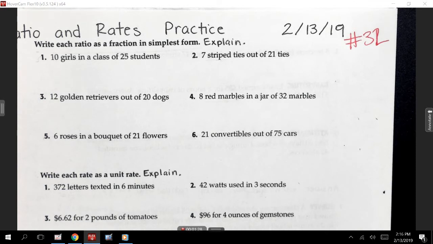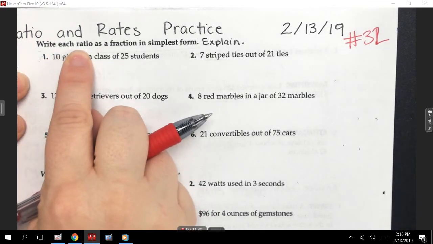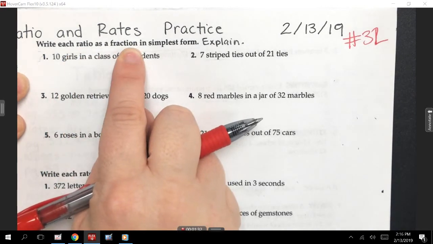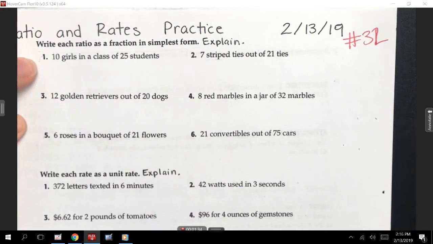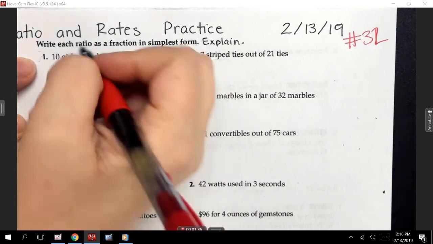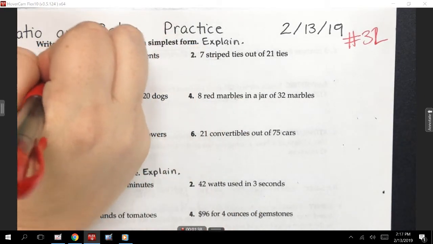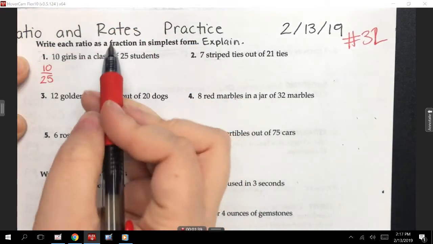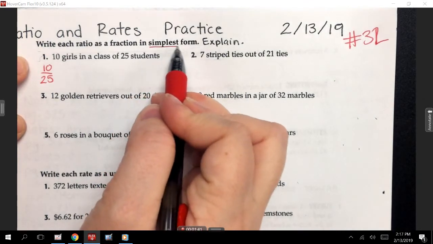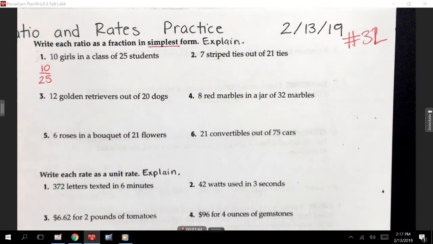Okay, so on number 1, it says write a ratio as a fraction. So I'm going to write this fraction. Number 1, what's my fraction going to be? Holland? 10 over 25. Now, guys, I want you to be careful. It says write the fraction in simplest form. That means I'm simplifying. Does simplify mean get 1 on the bottom? No. This is the only time you don't got to get 1 on the bottom.